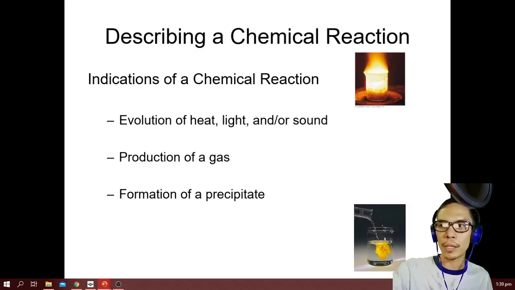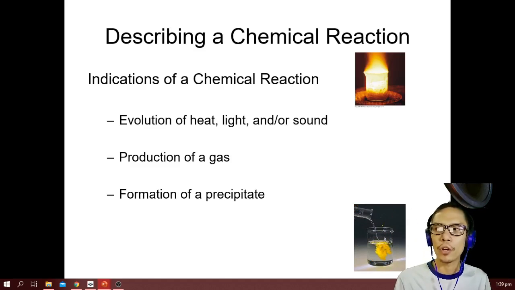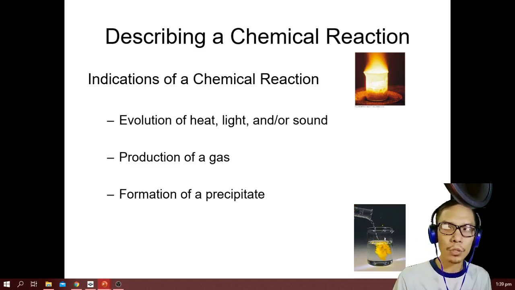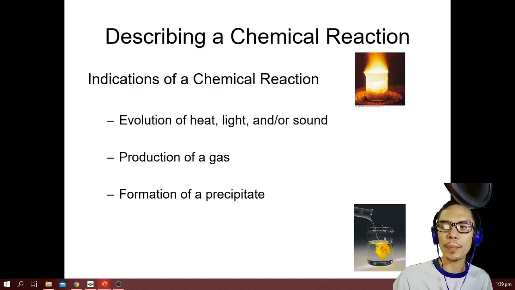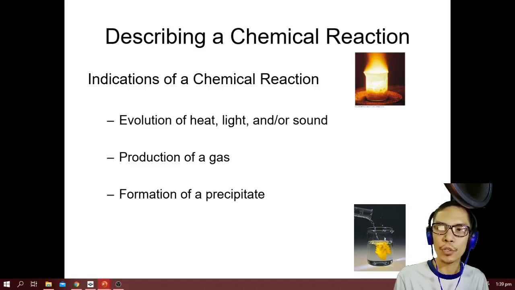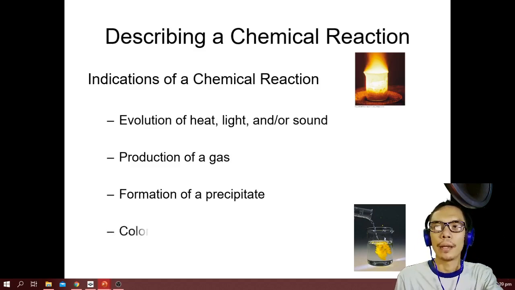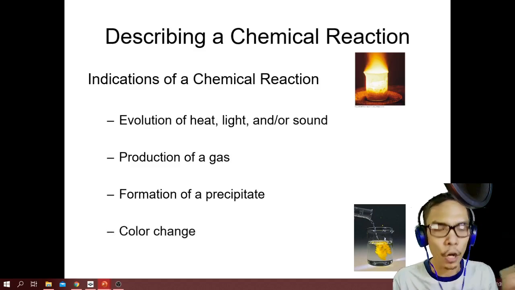Next one, formation of precipitate. When you mix two compounds together and they react with each other, a precipitate like the one that you see in the picture will likely form. That is the formation of precipitate.